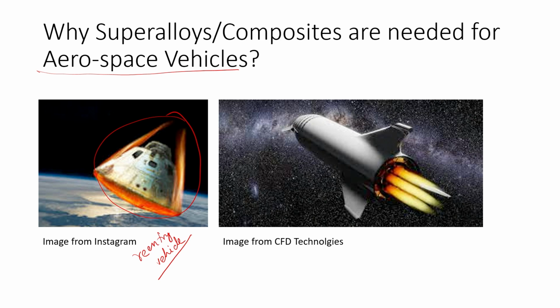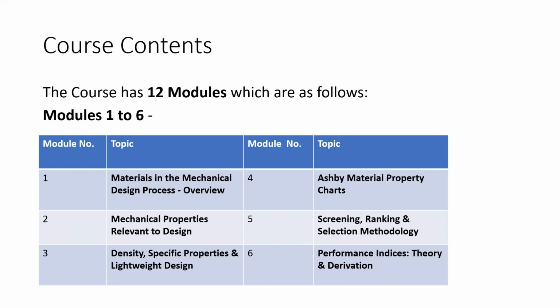And also the other types of space vehicles that have to go for galactic missions, for interplanetary space missions. For such systems, why do we use certain materials called superalloys, certain materials called composites? Why are these materials specifically suitable for such purposes? It is from this course that we will be able to know the reason behind it and how we choose such a material. Now, I will very briefly tell you that this course will have 12 modules.